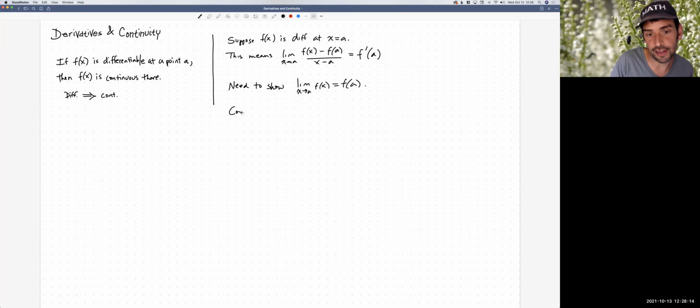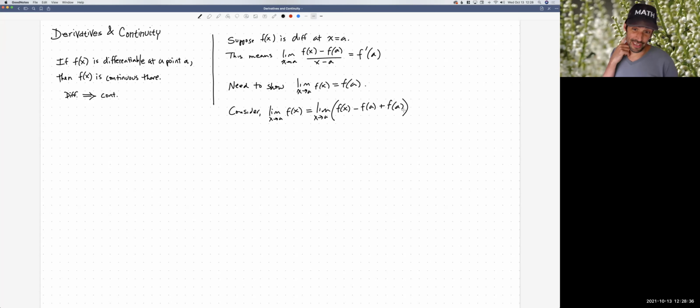So let's consider that the limit as x goes to a of f of x is equal to the limit as x goes to a of f of x minus f of a plus f of a. Okay, so this is just a number, right? F of a is just a number. And I've added and subtracted this number, so I've done nothing. I've added 0 to this thing, right? So I can do that. I haven't changed what we started with, f of x. We still have f of x. We just have the 0 there written in a funny way. Okay.